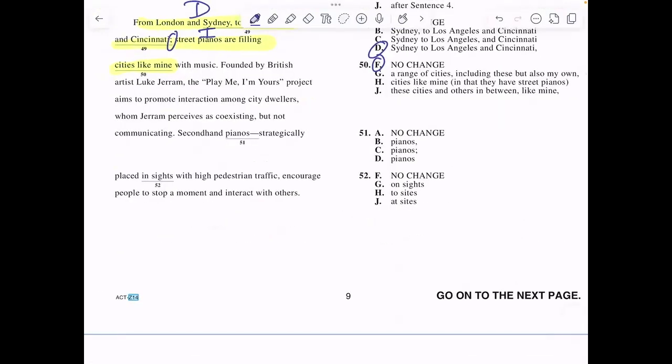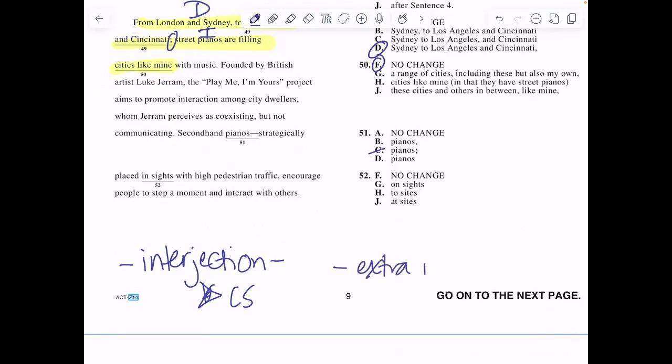51. Secondhand pianos strategically placed in sites with high pedestrian traffic encourage people to stop a moment and interact with others. So I'm going to get rid of my semicolon because "secondhand pianos" is not a sentence. Remember that we said dashes in pairs serve as interjections, which is the same as a comma sandwich. If we have it singular, it's extra info, same as a colon. Both require, like, I need a complete sentence. Well, for this one I do.